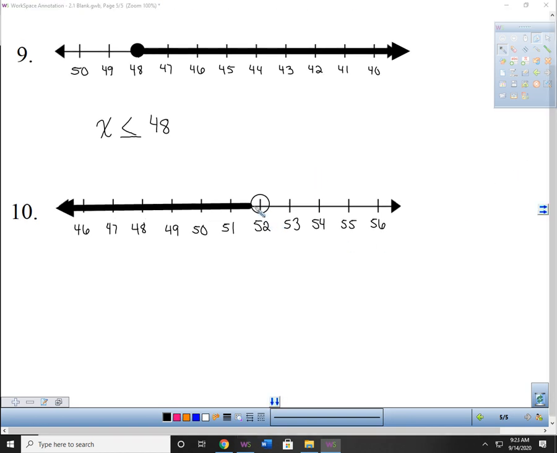Okay? So if you look at this one, all of these numbers are smaller than 52. So put your variable and the 52, and then you've got to figure out what kind of symbol. So all of these numbers are smaller than, so less than 52, and then since it's open, you won't put the equal to bar. And that's a wrap.